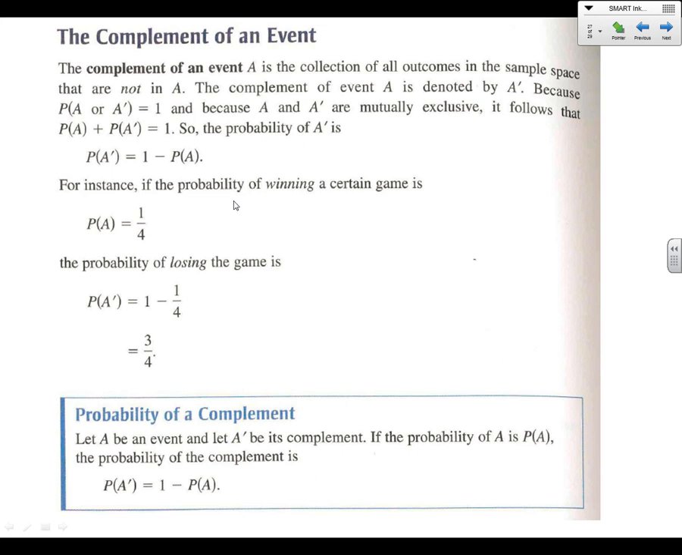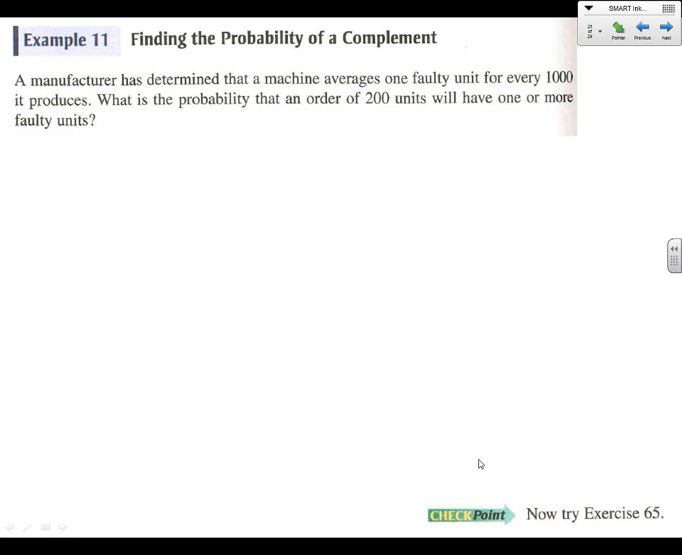All right, the complement. Probabilities need to add up to 100%. So if the probability of winning a game is a quarter, the probability of losing a game is 3/4. The complement is 1 minus the opposite of it. Okay, so that's useful in problems like this where 1 out of every 1,000 units it produces is going to be faulty. What's the probability that if you order 200, you'll have 1 or more faulty units? Well, that's really hard to figure out, because maybe there's 1 faulty, or 2 faulty, or 3, or 4. We'd have to add them up.